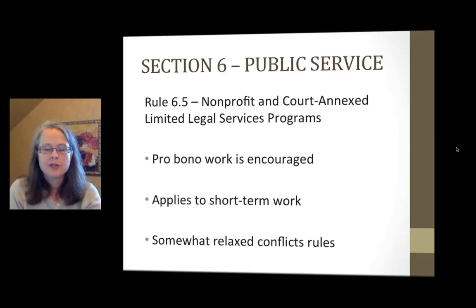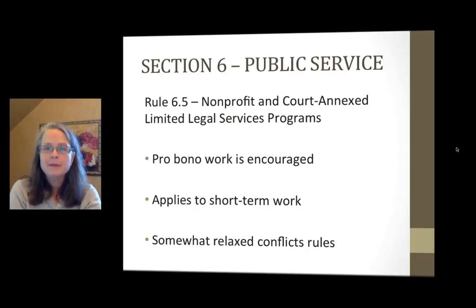The next section has to do with nonprofit and court-annexed limited legal services programs, and limited is the key word here. These are low-income legal clinics, legal advice hotlines, advice-only clinics, and pro se counseling programs, and similar limited programs. They are normally operated under circumstances in which it's not feasible for the lawyer to systematically check the lawyer's conflict system, as it's generally required when we take on a new client.